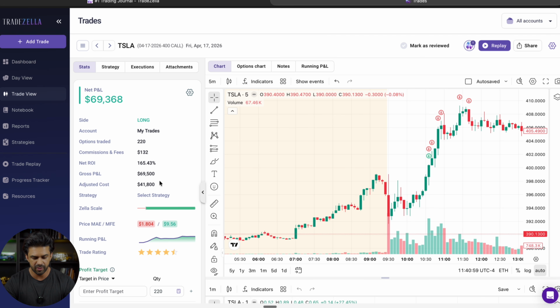Now, the value of the trade was 41,800. This has been my position size lately, and gross return was almost $70,000 on this particular trade. And you guys can see it wasn't a trade that went crazy. It was just the return because of 0DTE premiums.